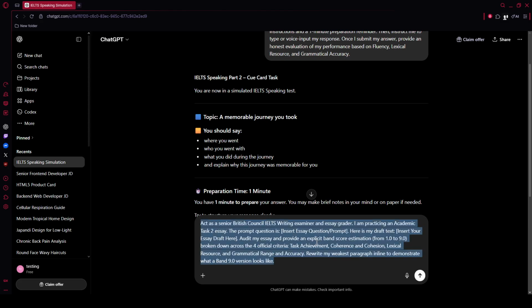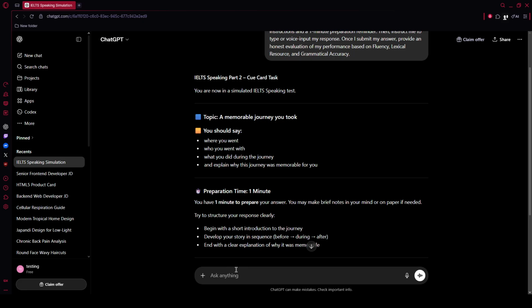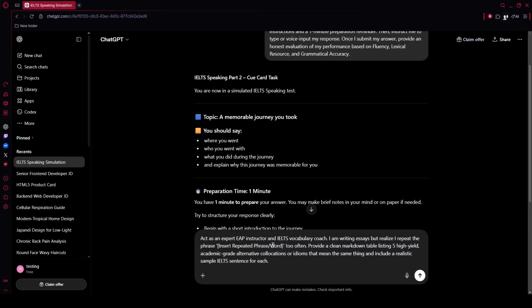Finally, upgrade your vocabulary to avoid repetition. Paste: Act as an expert EAP instructor and IELTS vocabulary coach. I am writing essays, but realize I repeat the phrase [insert repeated phrase/word] too often. Provide a clean markdown table listing 5 high-yield academic grade alternative collocations or idioms that mean the same thing and include a realistic sample IELTS sentence for each. Incorporate 2 or 3 alternatives per essay until they feel natural.